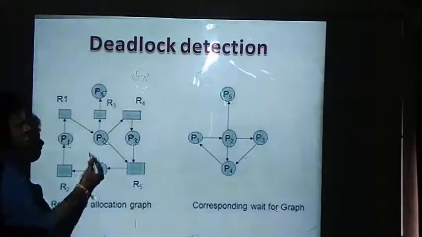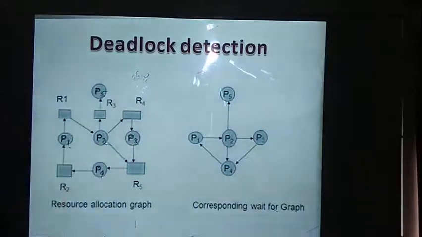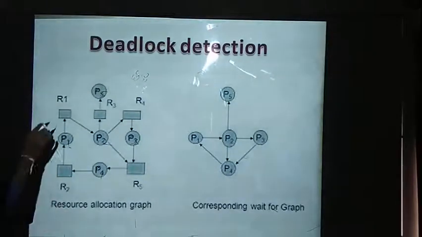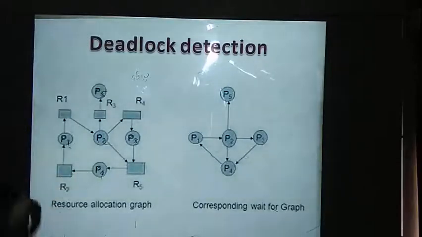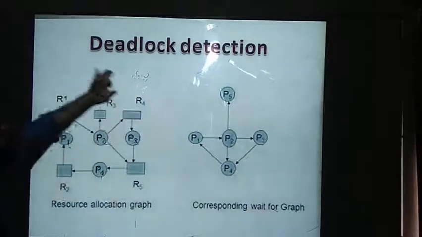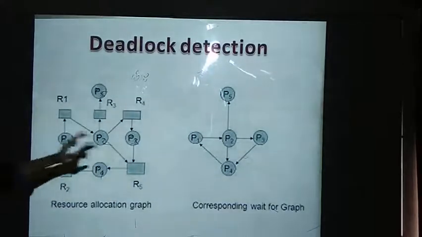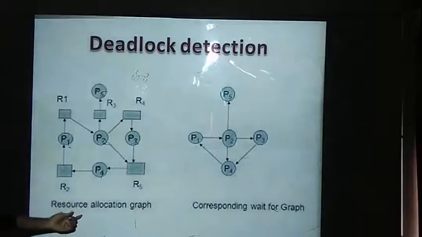In this way you can observe we have a deadlock here. Why? Because every resource which is allocated to some process is requested by some other process. That is the reason we can clearly say we have a deadlock. But we can't always say that we will have a deadlock just by seeing the resource allocation. Now I need to convert this resource allocation graph into the corresponding wait-for graph.